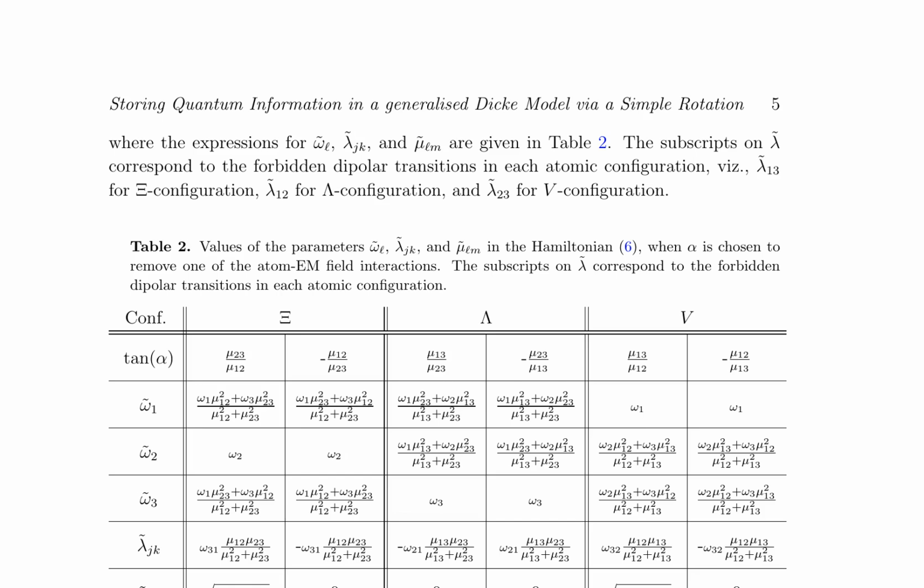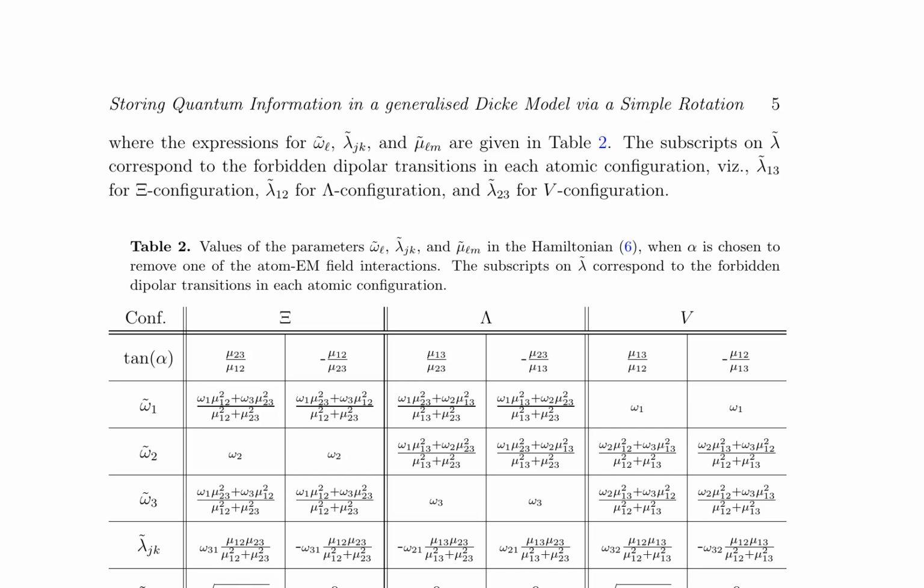The research proposes a novel method for storing quantum information in a generalized Dicke model using simple rotations. This approach eliminates the coupling of the EM field with a pair of atomic levels, introducing a new matter one-body coupling between atomic levels without a dipolar transition.